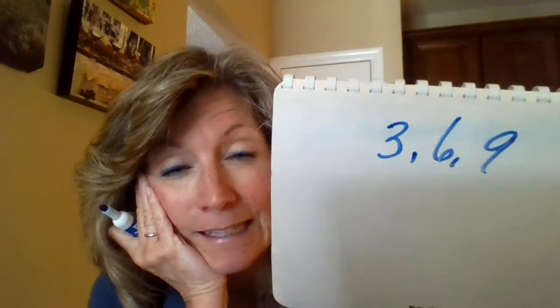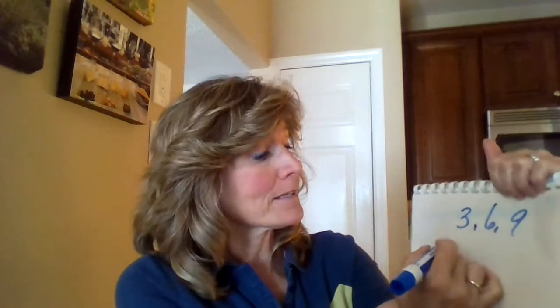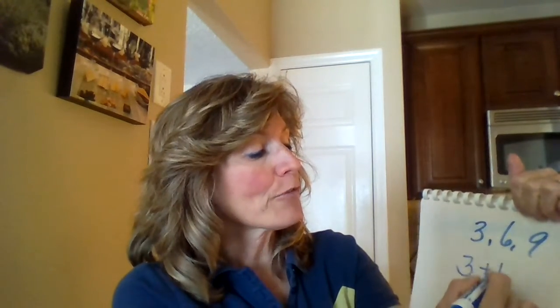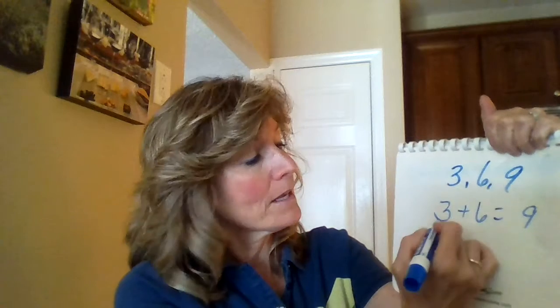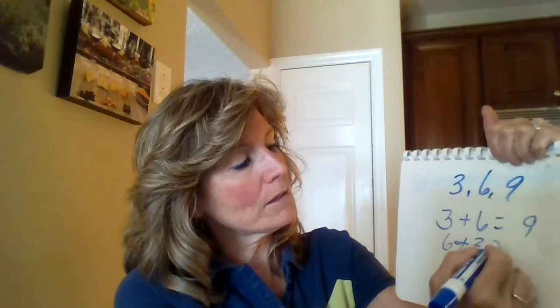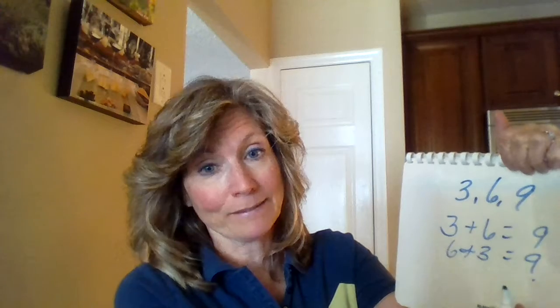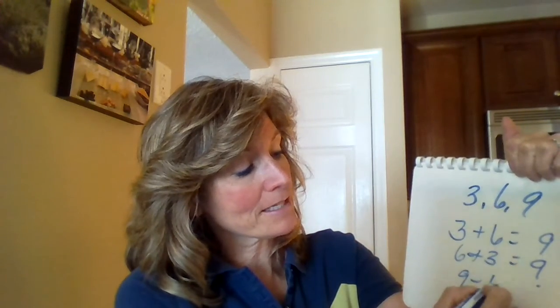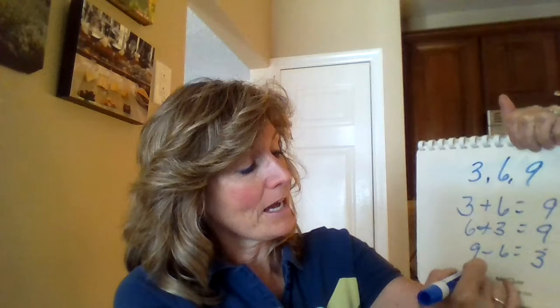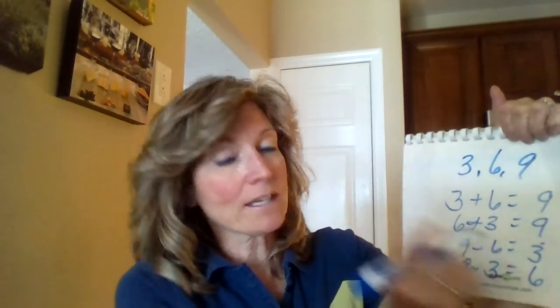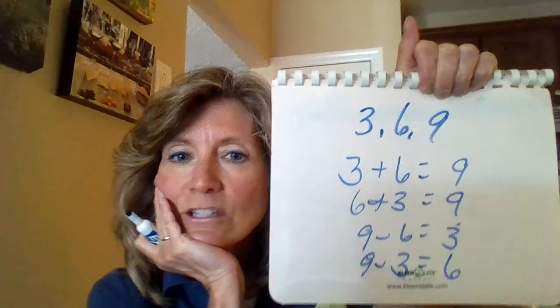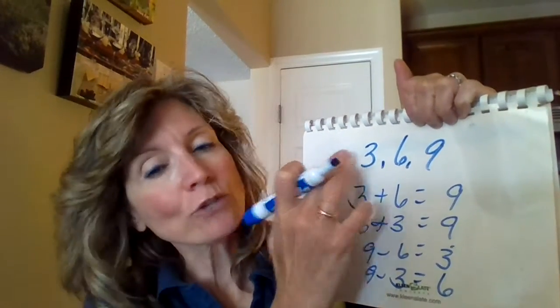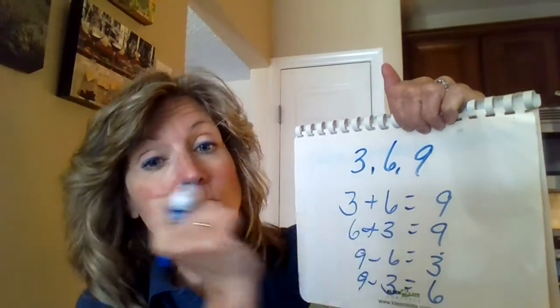So if my numbers were 3, 6, and 9, the first thing for the commutative, or fact families, is how you're going to learn it in first grade: 3 plus 6 equals 9. 6 plus 3 equals 9. Then you're going to take this big one, and you're going to say 9 minus 6 equals 3. And then 9 minus 3 equals 6. That's called a fact family. So you have these three facts, and the first two are going to equal the third one.